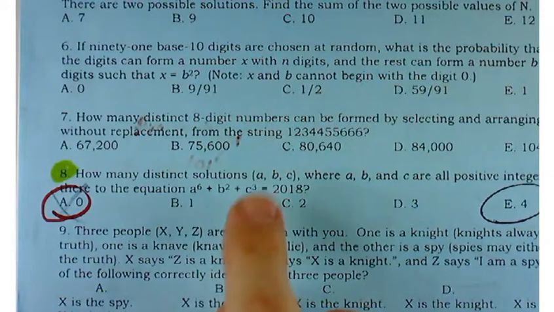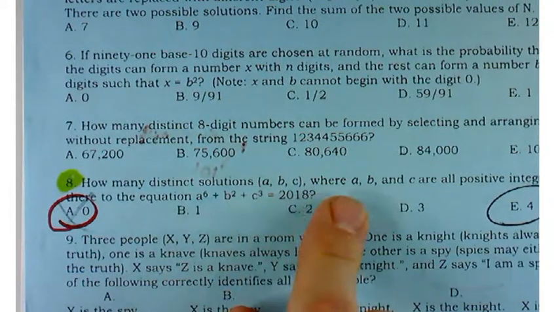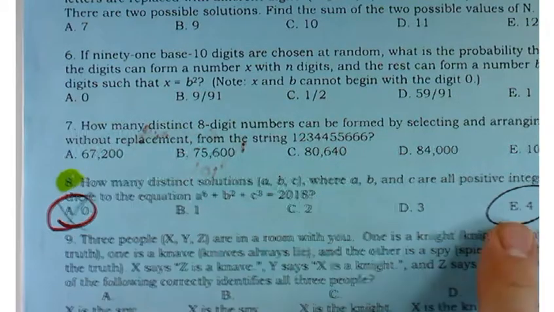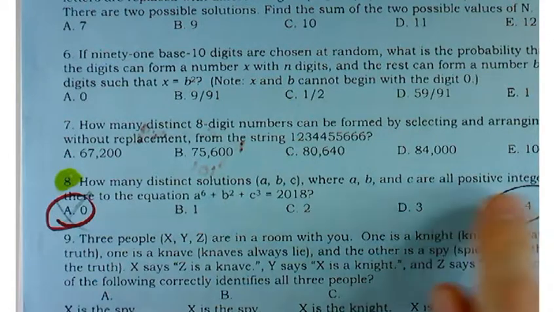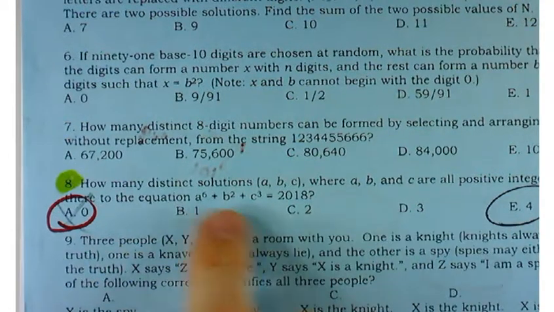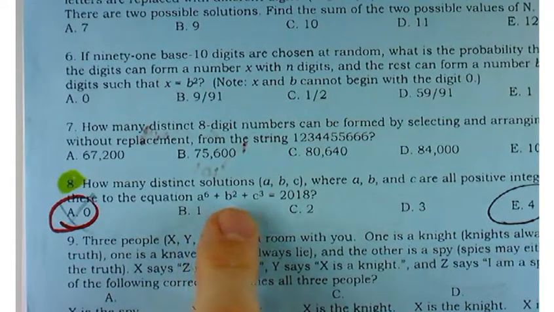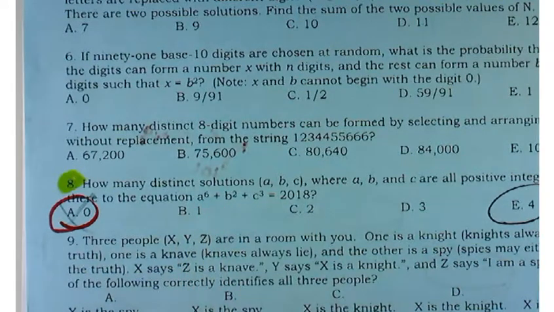So the question is, how many distinct solutions A, B, and C, where A, B, and C are all positive integers? And of course, that means that these are values of 1, 2, 3, 4, 5, 6, etc. You can't have any fractions, can't have any decimals or negative numbers. You can't even have 0. How many are there such that A to the 6th plus B to the 2nd plus C cubed equals 2018?